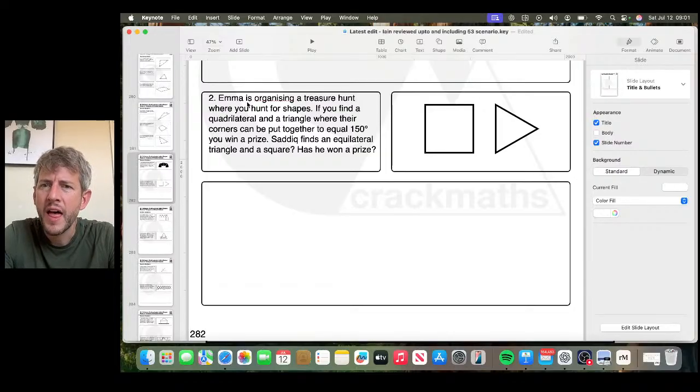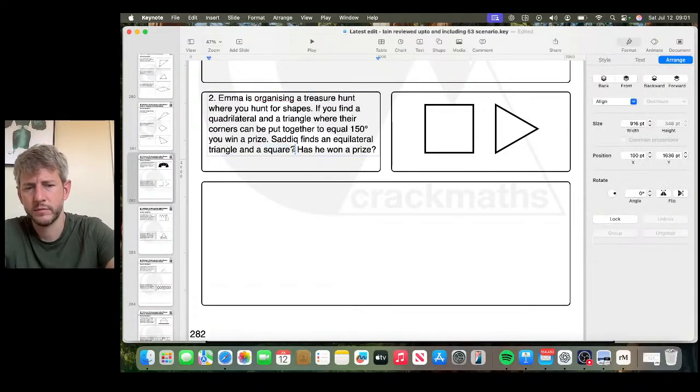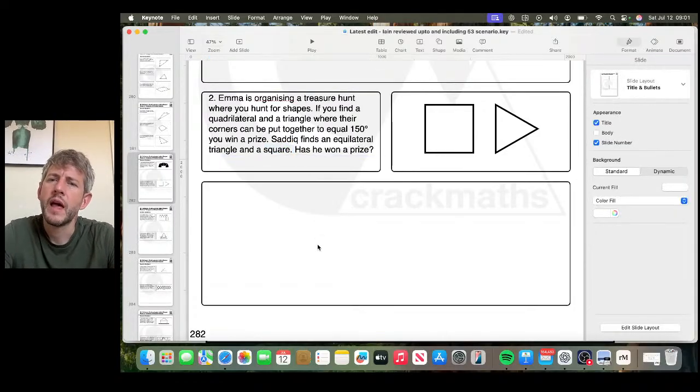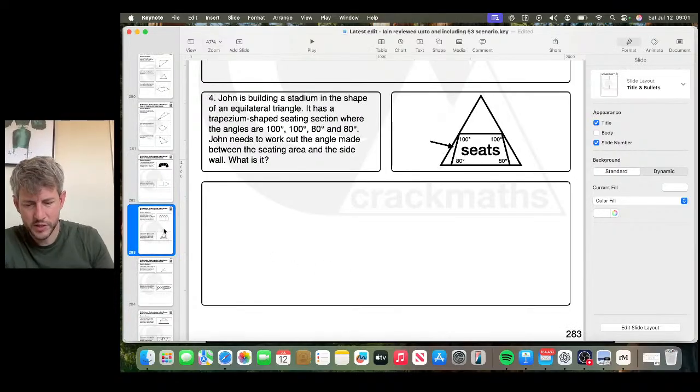I think that's better. Emma is organising a treasure hunt where you hunt for shapes. If you find a quadrilateral and a triangle where their corners can be put together to equal 150 degrees, you win a prize. Sadiq finds an equilateral triangle and a square. Has he won a prize? Yeah, perfect. I prefer that. All right, question 3.